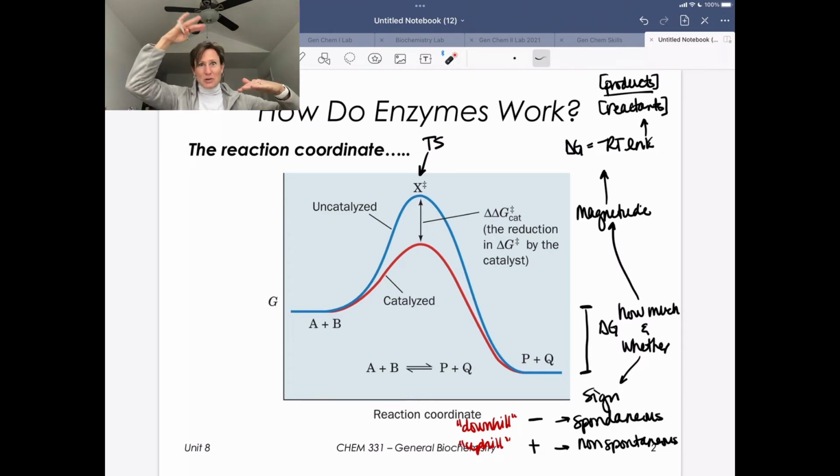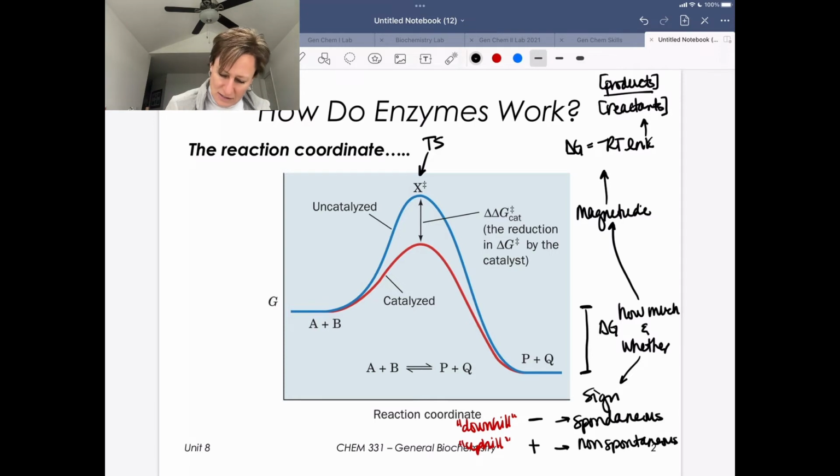So a valley to a hill, if you will. We have two transition states here because they are different for the catalyzed and the uncatalyzed reaction. The transition state for the uncatalyzed reaction is higher in energy than the transition state for the catalyzed reaction. When we identify the value for delta G double dagger here, this is the delta G double dagger for the uncatalyzed reaction. And this represents the delta G double dagger for the catalyzed reaction.